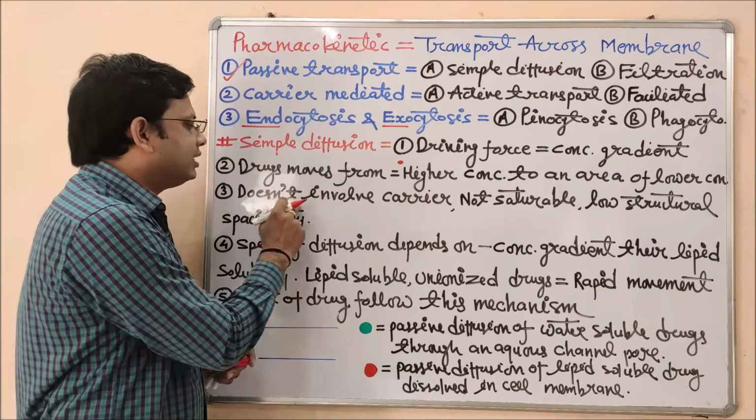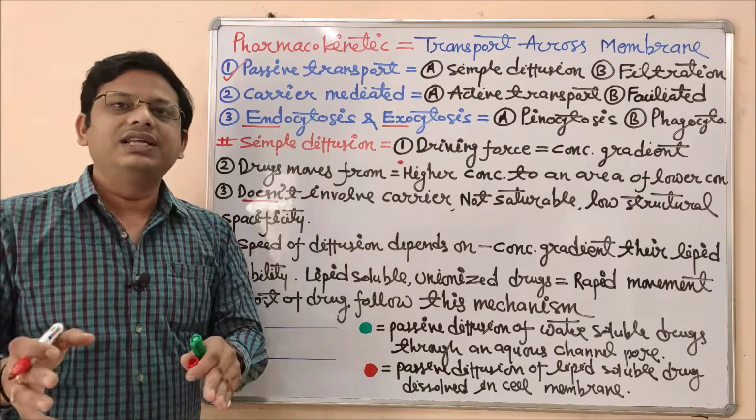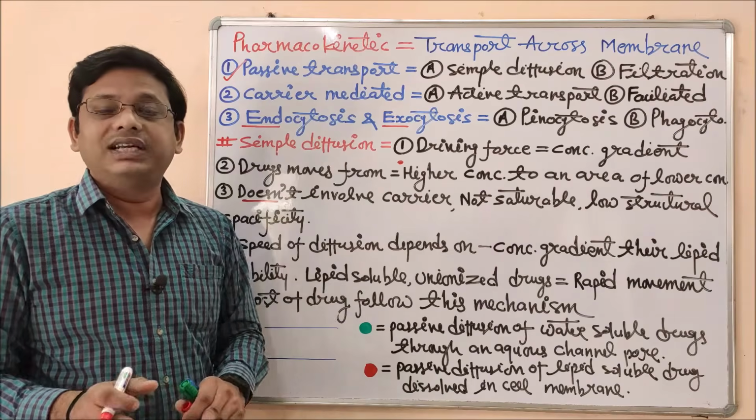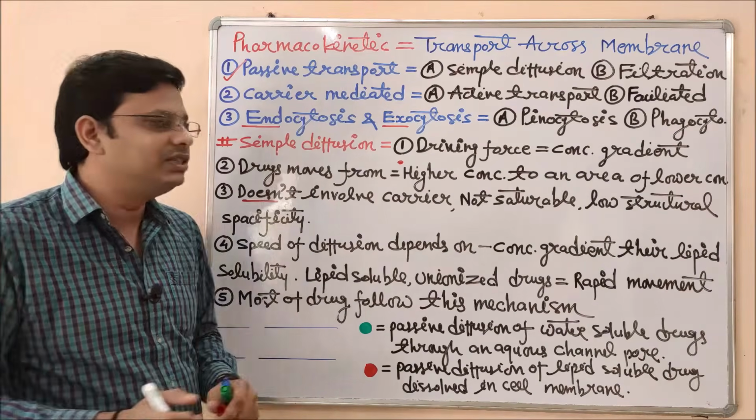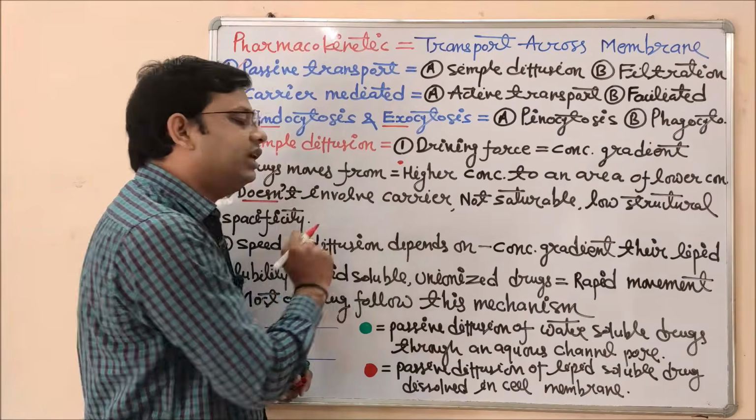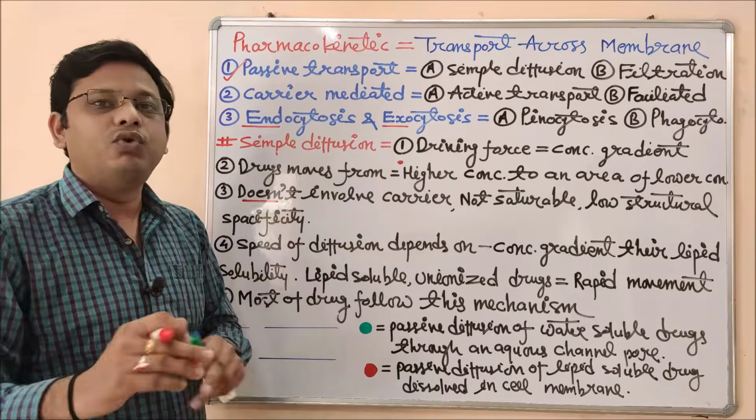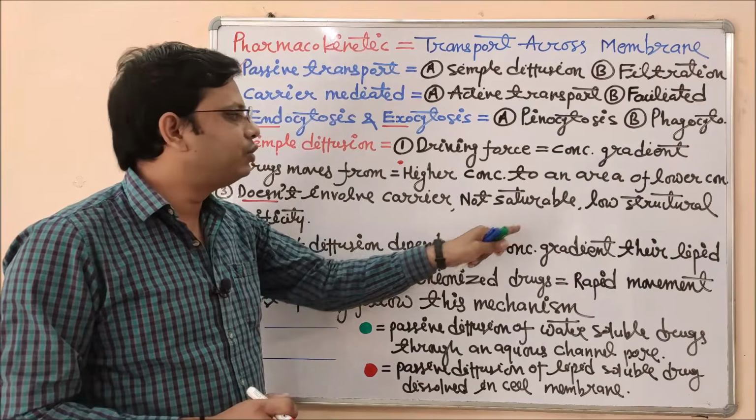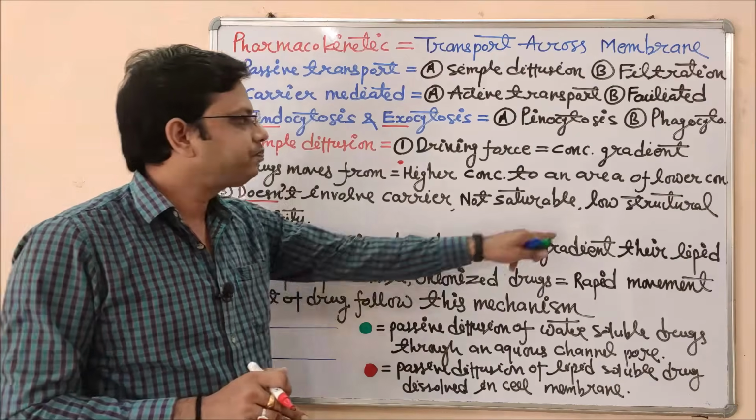Now the third point, this is important: it does not involve a carrier, because it is independent of energy. It can move alone across the membrane by itself without the need of any energy. That is why they do not involve any kind of carrier or substance which will help them to move through. The next is not saturable. This process will not be saturable as long as the concentration gradient is maintained.